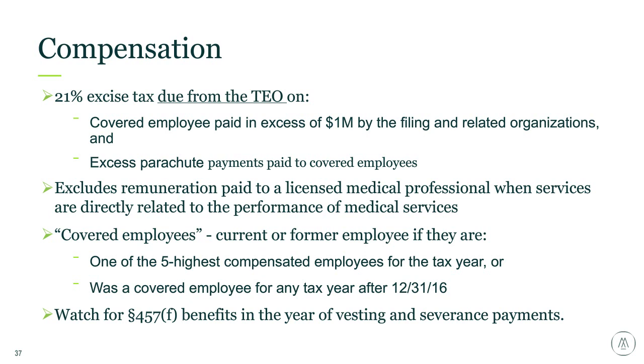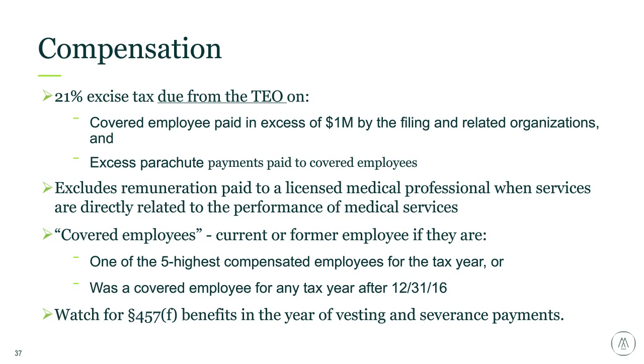It does exclude compensation paid to a licensed medical professional. So to the extent that you've got a CEO who's also a physician and practicing medicine and performing medical services, that component of the compensation for performing medical services would be excluded from this. And this analysis needs to be for all covered employees, which means the five highest compensated employees for that tax year, which is a little bit different than what you report on your 990, which would include all your key employees plus all your top. This would just be the top five. And then obviously watch out for any kind of vesting and severance payments paid out of a 457 plan upon termination and so forth. So we will see this come about.